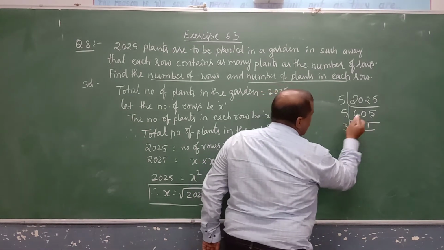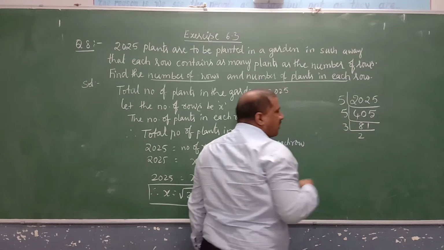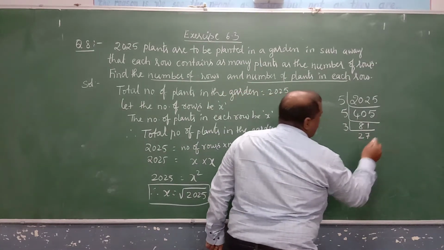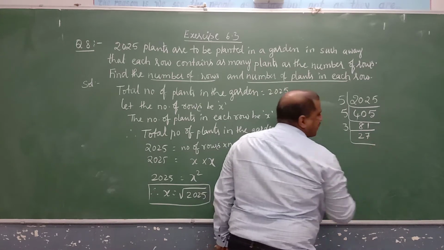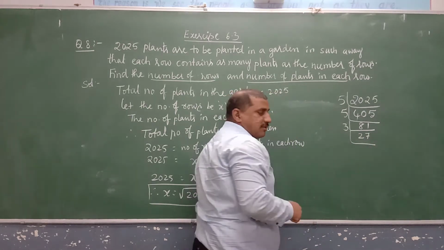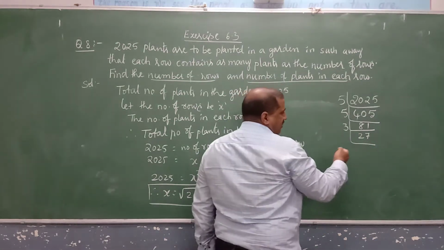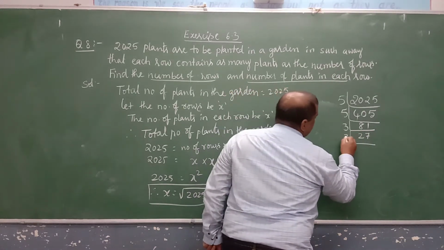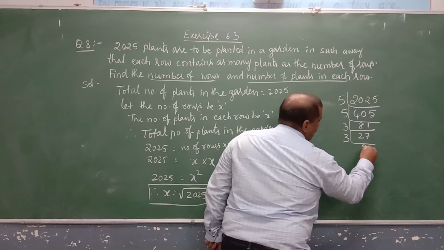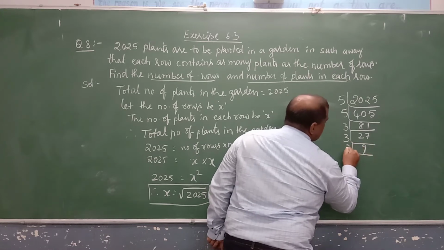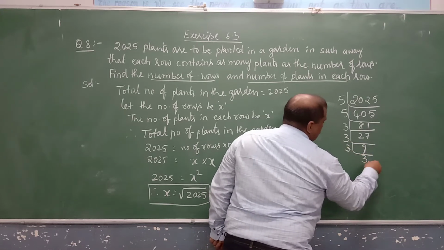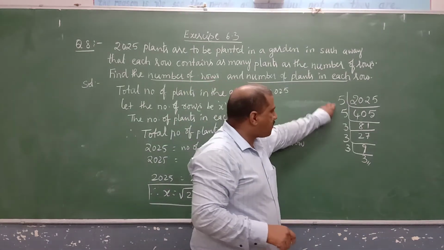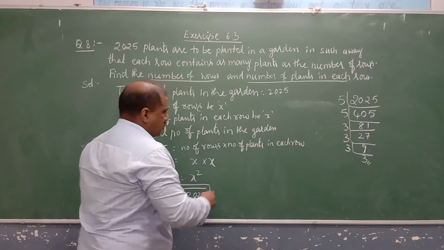Divide with 3. 3 2s are 6. 8 minus 6 is 2. Then bring 1, 21. 3 7s are 21. Again 27 is an odd number, and it is not divisible by 2. Check for 3. 2 plus 7 is 9 and it is divisible by 3. 3 9s are 27. 9 we got, and it is divisible by 3. 3 3s are 9. The last number we got is 3, which is a prime number. So these are the prime factors of 2025.